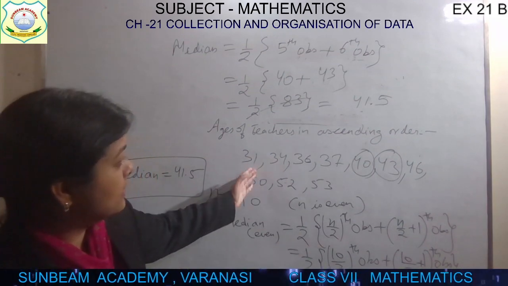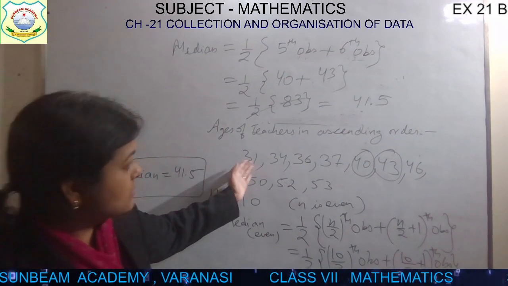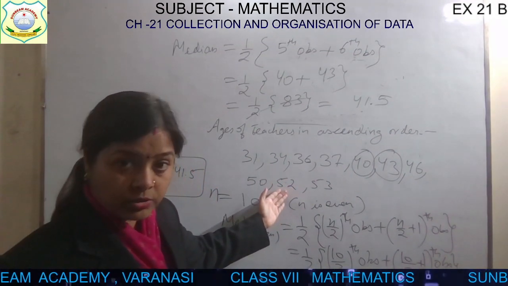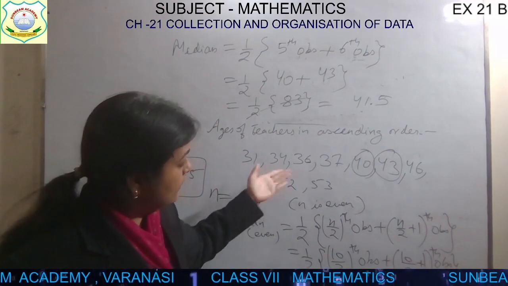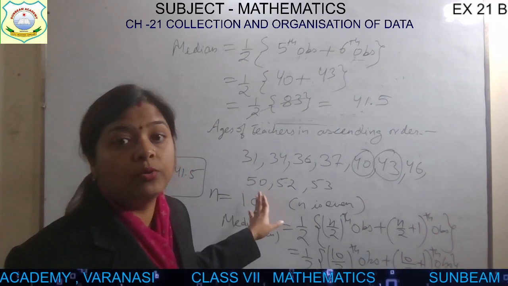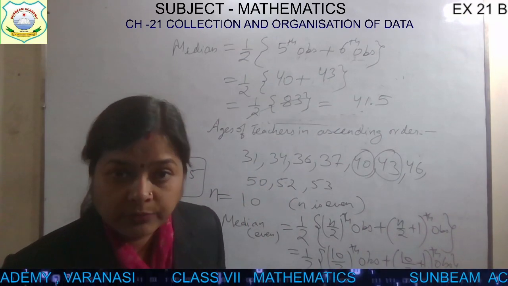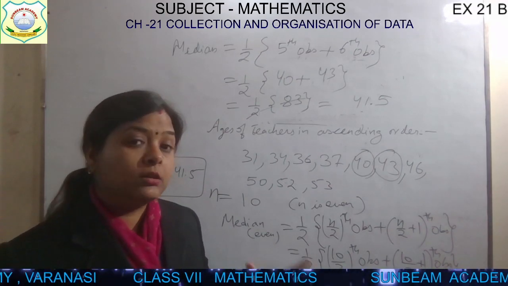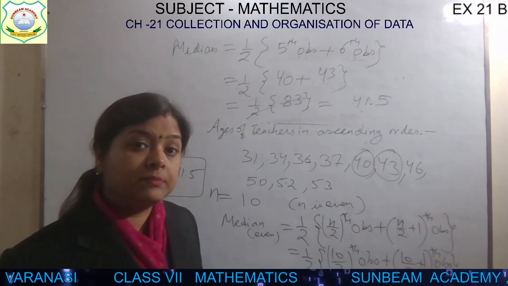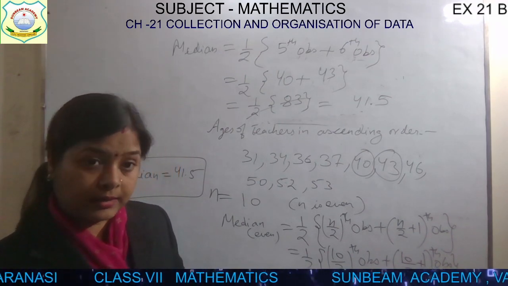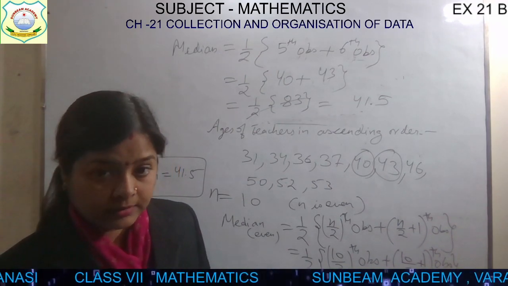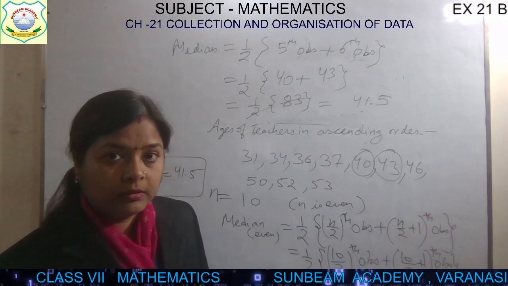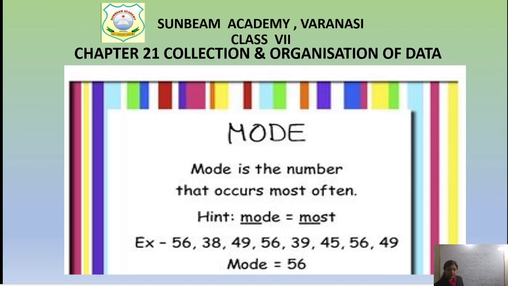If you see this case, all the data are different, so there is no mode in this question. So if we provide the data to you, you have to see which particular observation has the maximum number of occurrences. That is the mode. Okay, now let's see the next one, children.